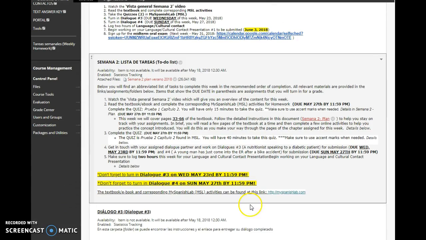Then you want to look specifically at what you need to do, and so you can look at your Semana 2 plan. It's linked right there, but also linked right here. You're going to, again, read the textbook and complete the My Spanish Lab activities. All that should be done before May 27th, and remember, you don't want to wait till the very last moment. You want to do these a little bit each day.